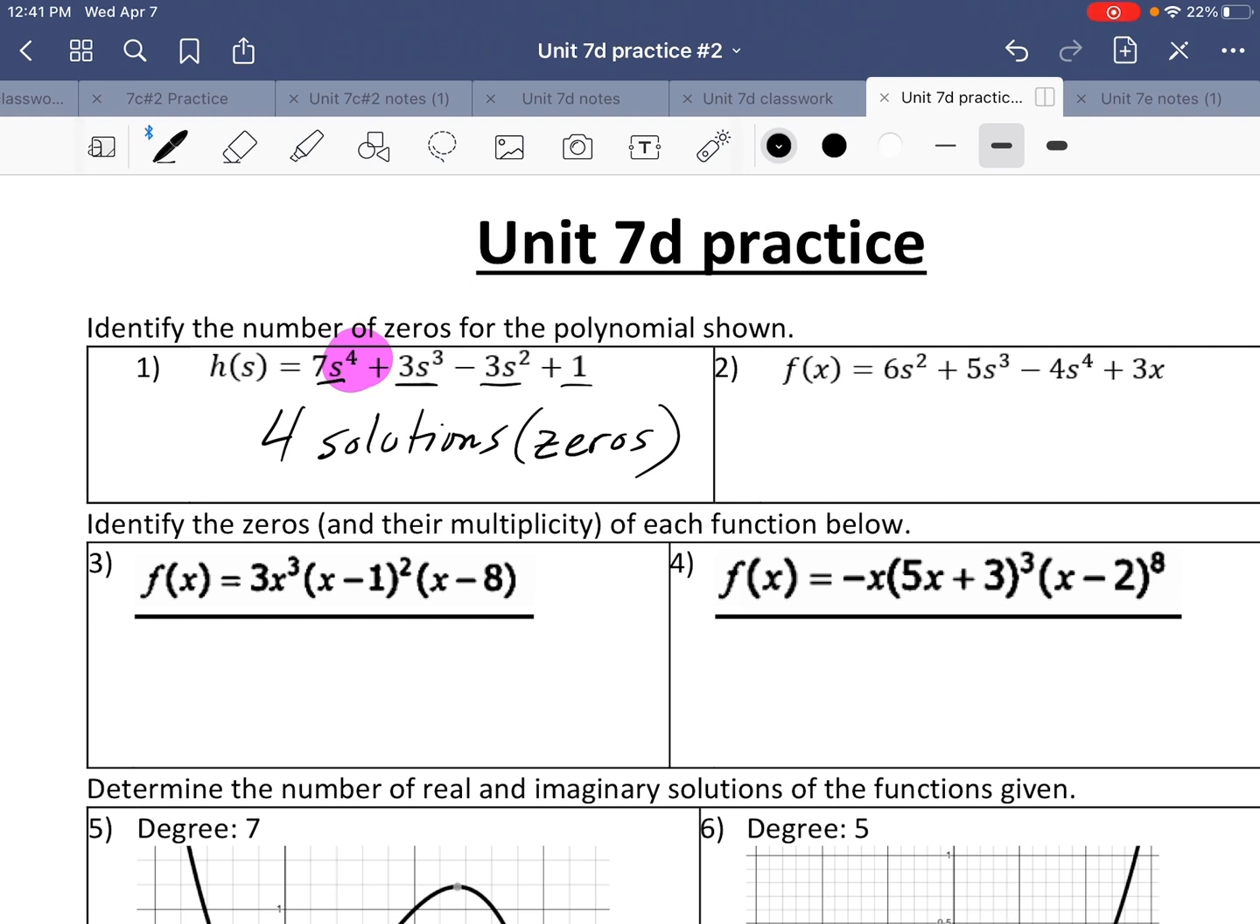On number 2, there are different terms, so that's part of being in standard form, but you should also have it written from biggest exponent to smallest. It does not. We don't actually need it for this. You're looking for the biggest exponent, so again, it's 4 solutions or 4 zeros.